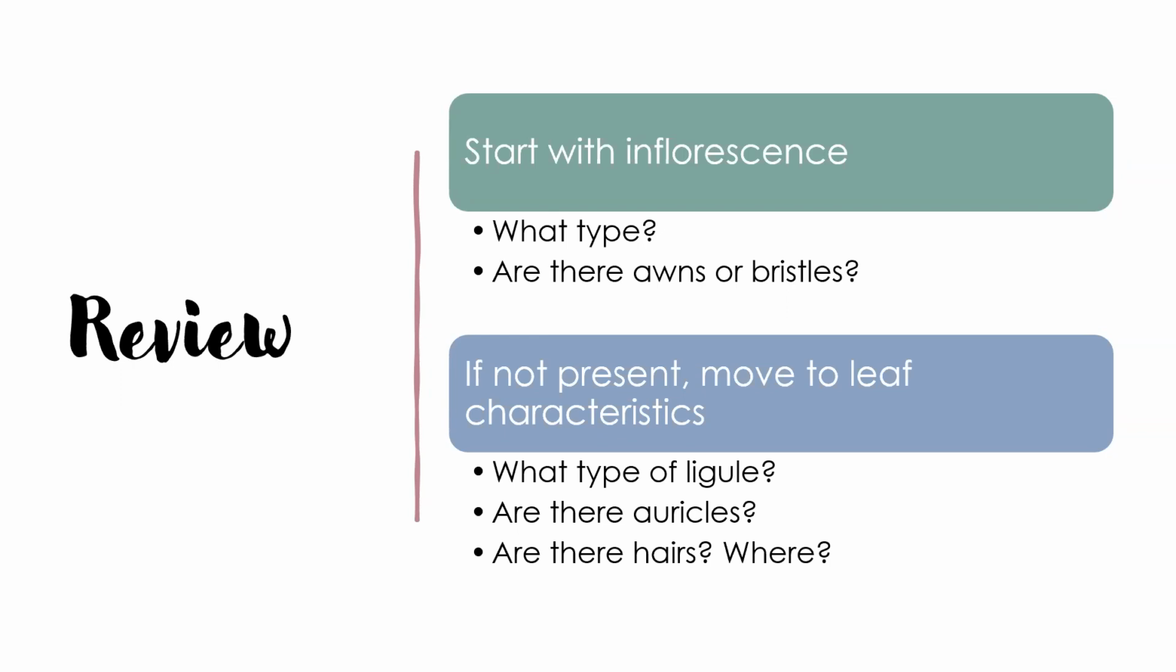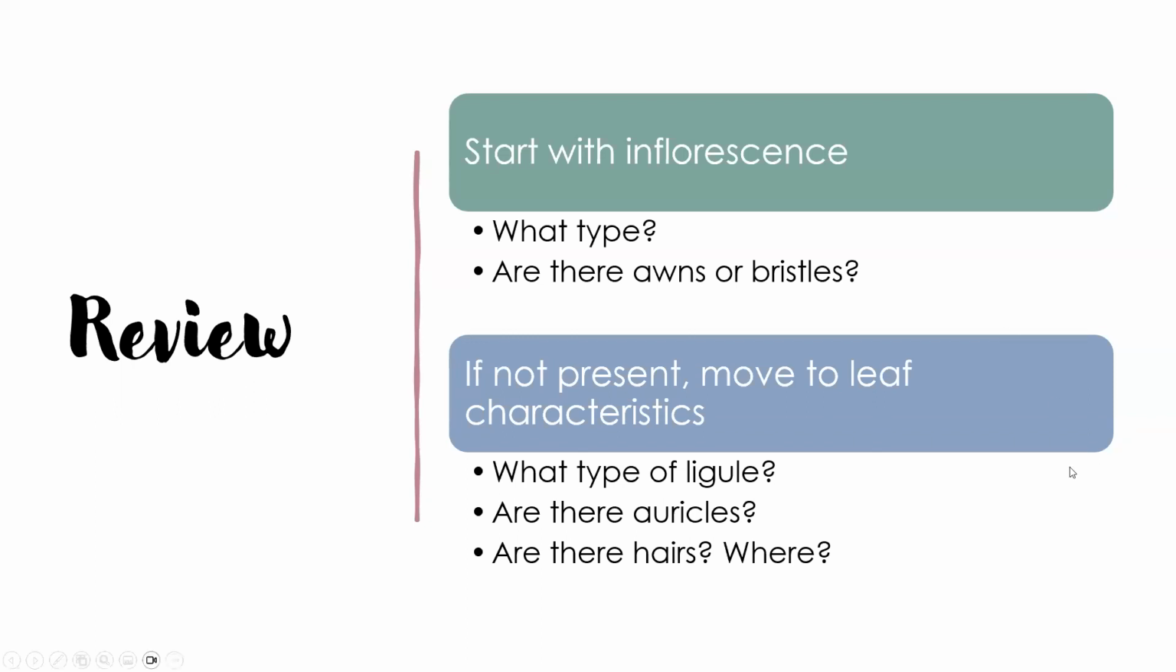You'll notice none of the annual grasses we looked at today had auricles, but it might separate out some other ones. And then look for hairs. We talked about hairs a lot: on leaf blades, on leaf sheaths, in the collar region, hairy ligules, all of those things. So those are all super helpful characteristics to look for. So you can jot down a few of those characteristics and then try to figure out what that grass is.